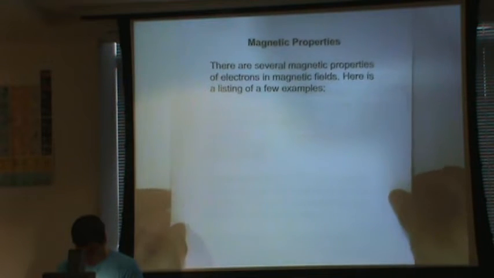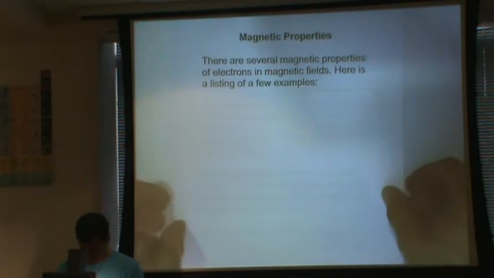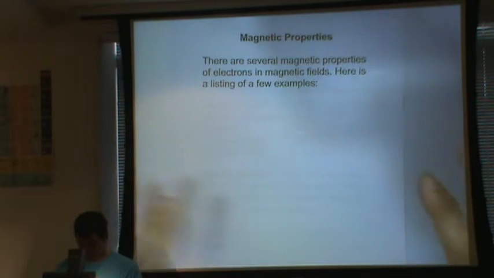Okay. That being said, let's move on to magnetic properties. There are several magnetic properties of electrons and magnetic fields. Here's a listing of a few examples.